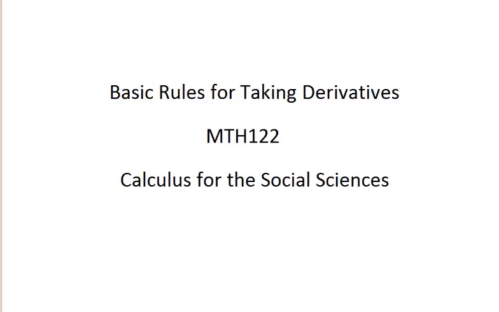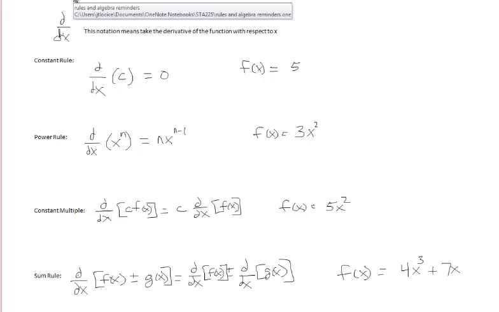Here in this video we're going to look at the basic rules for taking derivatives, and the first rule is the constant rule. Before we get to that, I have this notation d dx, and this notation means taking the derivative of a function with respect to x. All of our functions are going to be with respect to x until later on in this course. So anyway, the derivative of a constant, so any fixed number, is equal to 0. An example of that would be the derivative of 5.